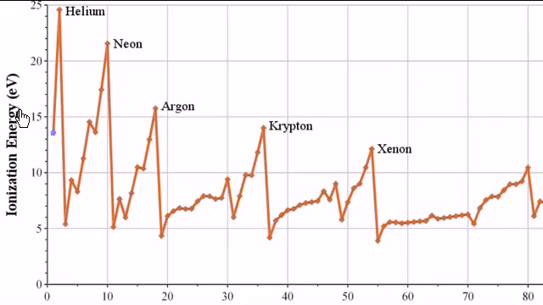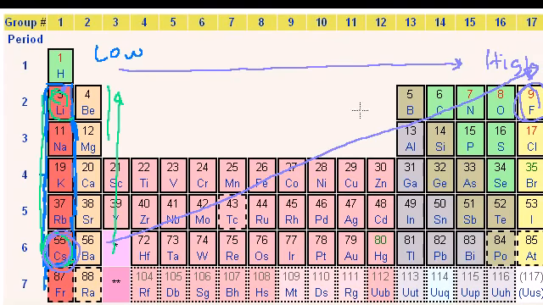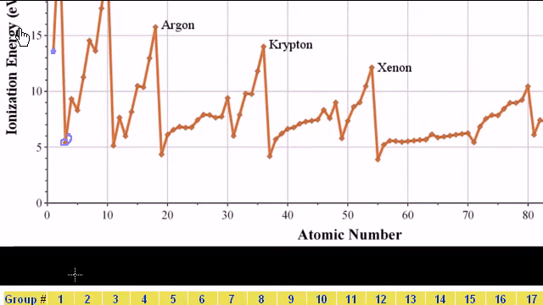But as soon as you go from helium, this point right here is lithium. Lithium has atomic number 3. Let me put that this is lithium. All of a sudden, to remove an electron from lithium, it only requires 5 electron volts, so less than half of what it required for hydrogen. And then as you go to the right of the periodic table, the ionization energy keeps increasing.